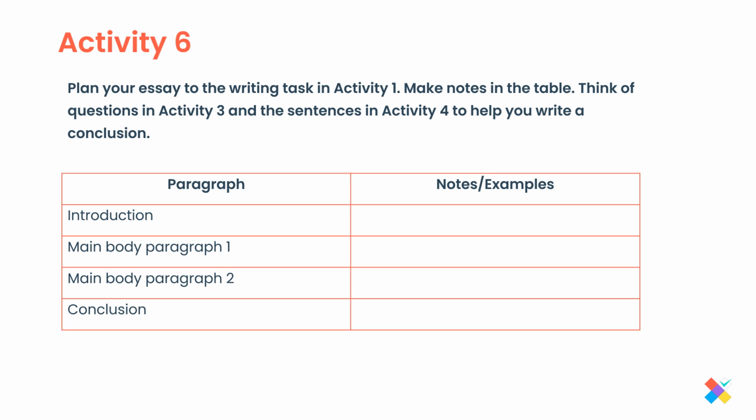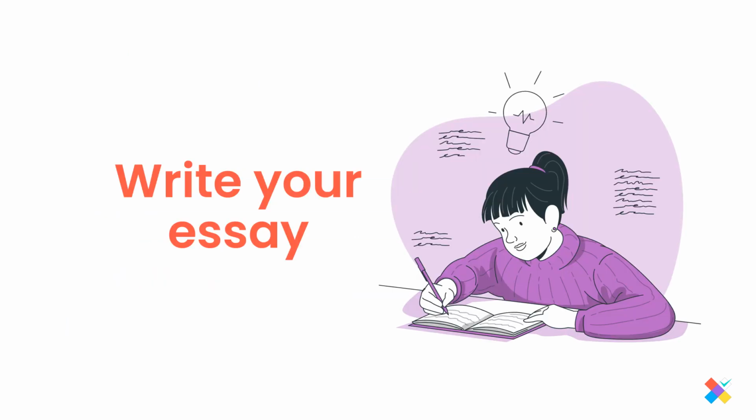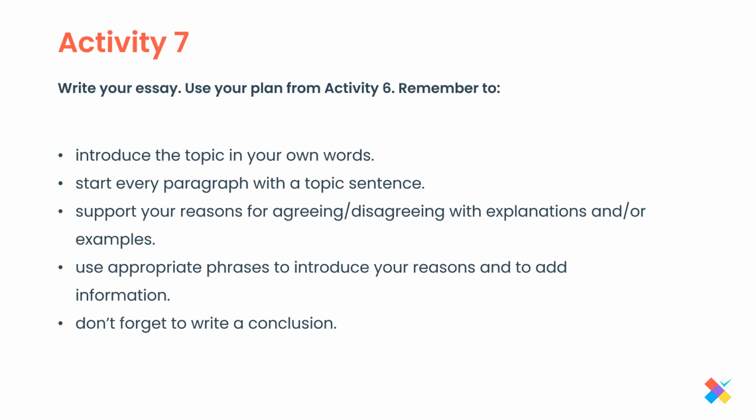Okay, and now that you've planned your essay, write your essay. So spend about 30 minutes writing your essay. Don't forget to introduce the topic in your own words. So there's a lot of paraphrasing and synonyms. As usual, start every paragraph with a topic sentence. Don't forget to support everything you say with explanations and examples. And most importantly, don't forget to write a conclusion. It's extremely important. Otherwise, no matter how good your essay is going to be, you're not going to get the full marks for task achievement because you have forgotten to write a conclusion.